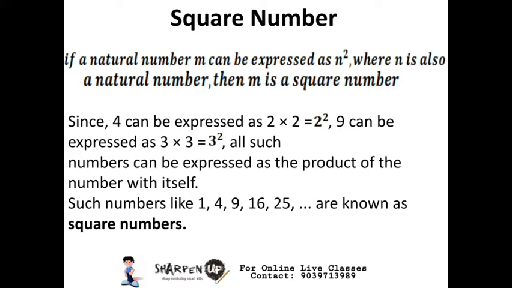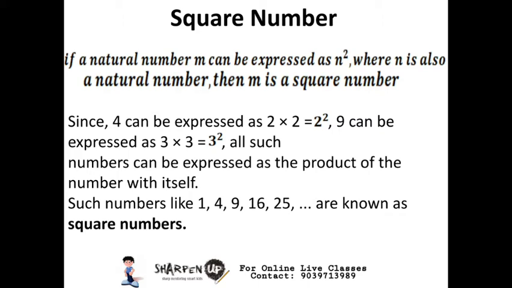If a natural number m can be expressed as n raised to the power 2, or simply n square, where n is also a natural number, then m is a square number. In simple words, any natural number that can be expressed as the power of 2 is called a square number.